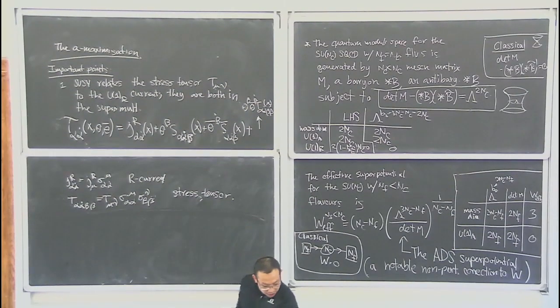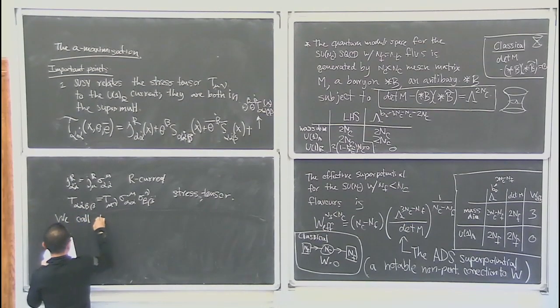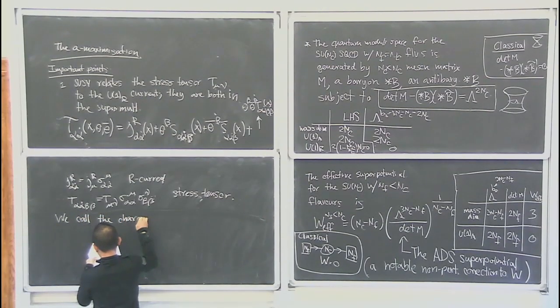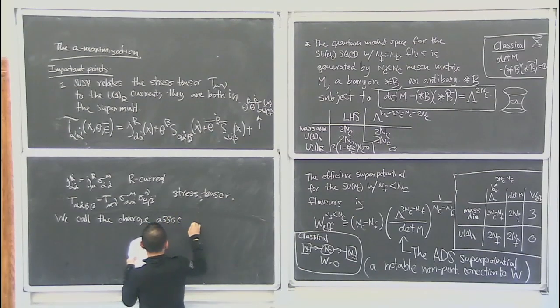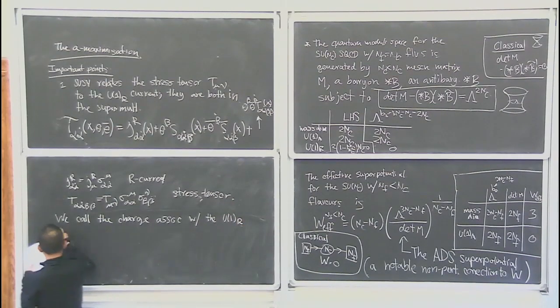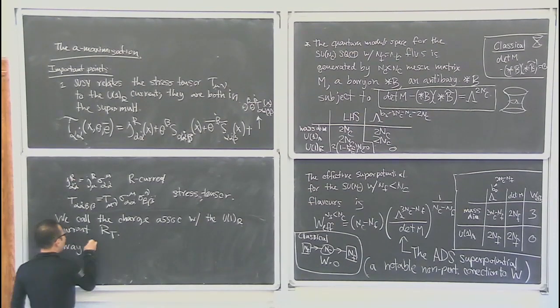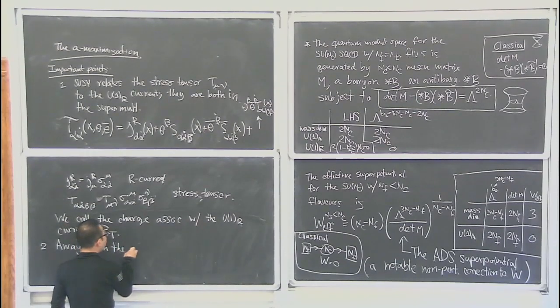Okay? Now, we call the charge associated with this U(1)_R current R_T. Let's call it R with the subscript T. Now, you understand why I put the subscript T. T stands for trial for the moment. Okay? Number two. Away from the fixed point, the conformal fixed point.